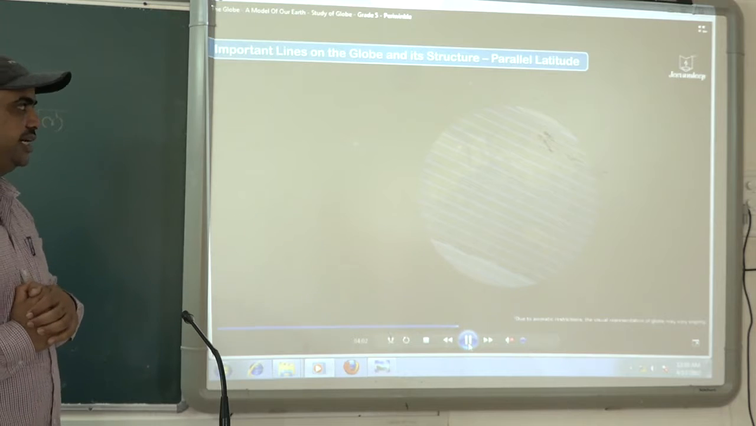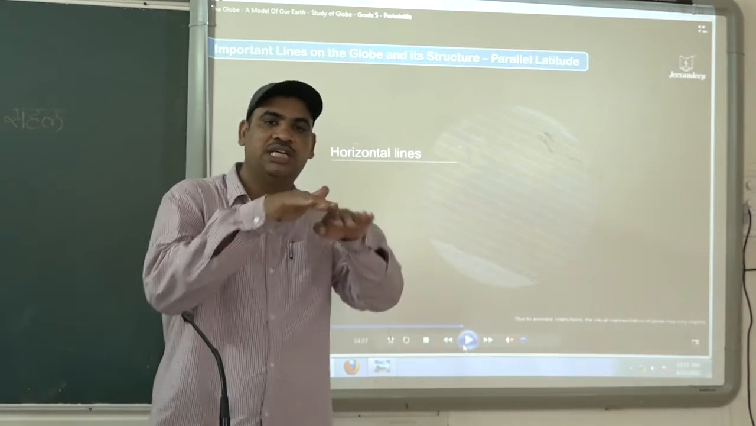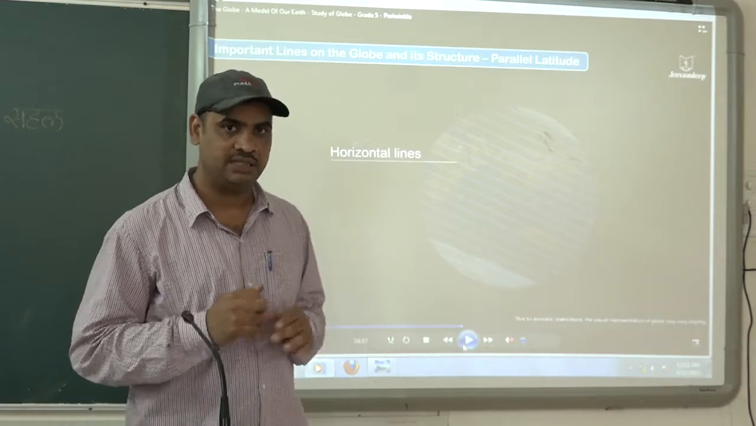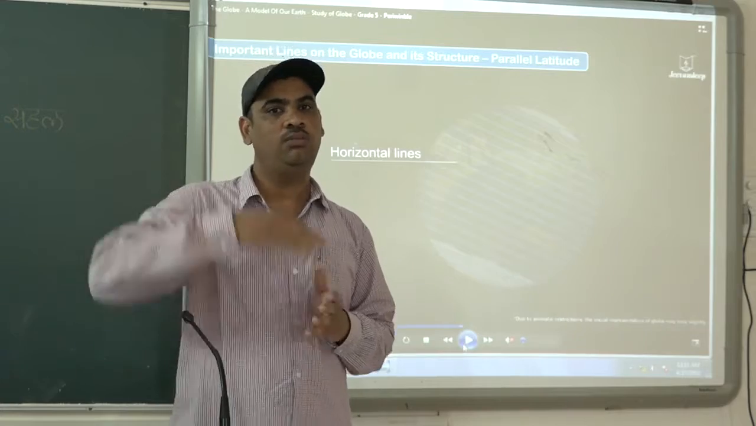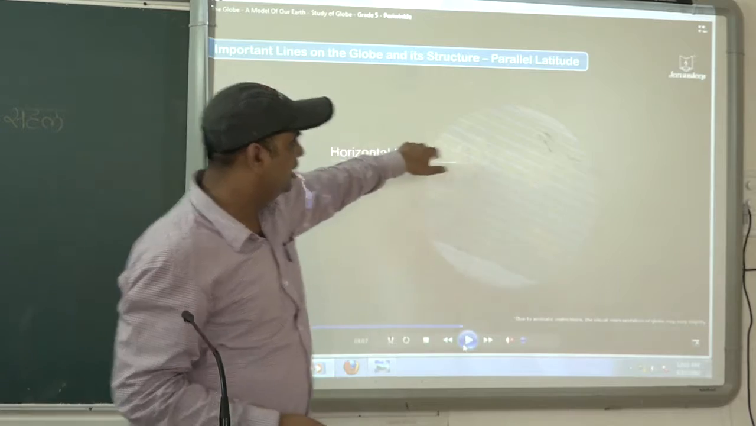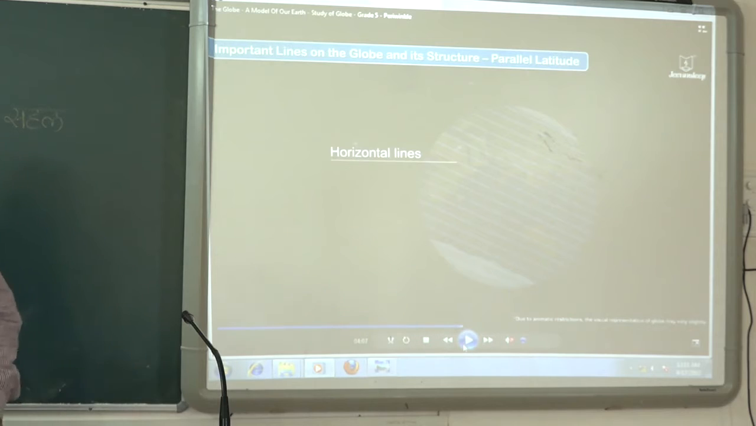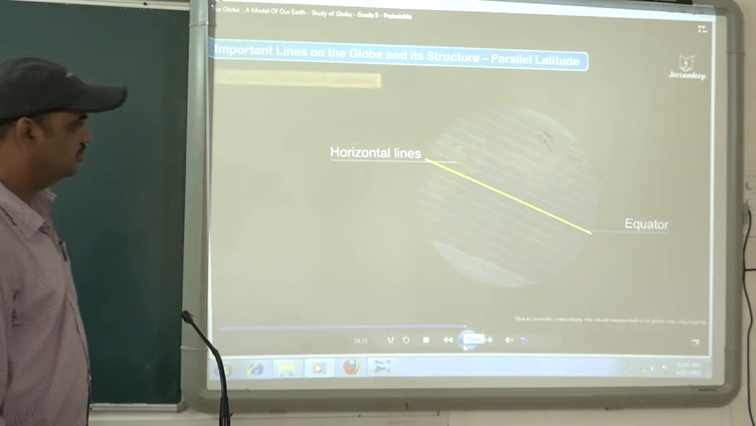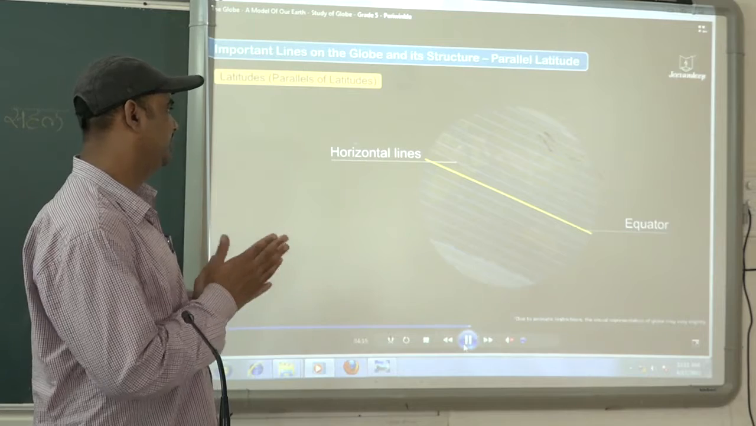Parallels of latitude. What is latitude? First I will tell you. Latitudes are the lines which are horizontal, and vertical means this way, from up to down. So what we are focusing on is latitude. Latitudes are flat lines or horizontal lines. Equator is one example of latitude.